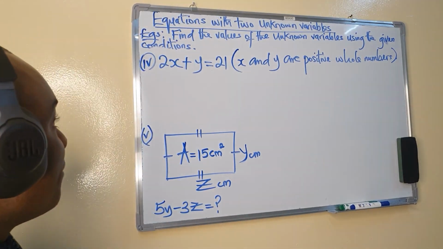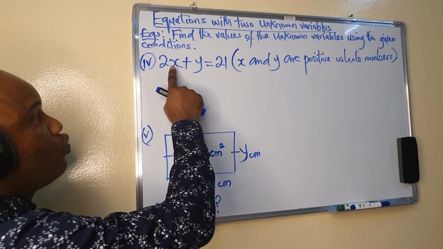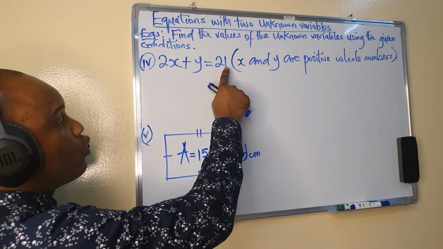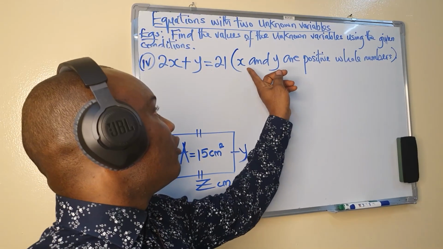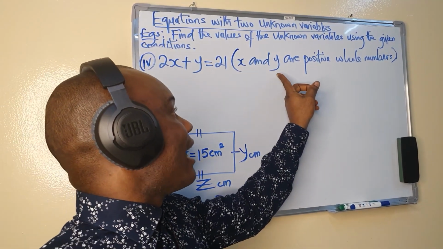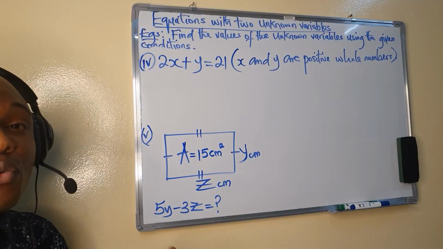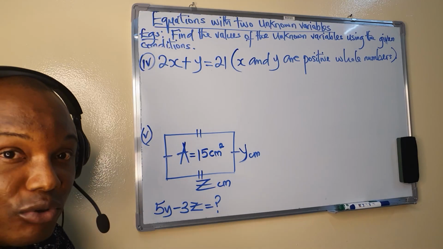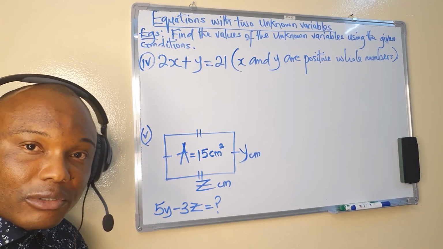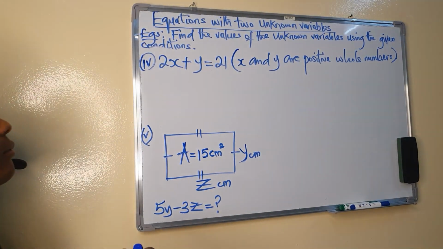For our next example, which we have here on the board, 2x plus y is equal to 21. The condition we need to follow is x and y are positive whole numbers. That is the only condition we need to maintain. Remember the rule. You keep testing values to see what works for you.